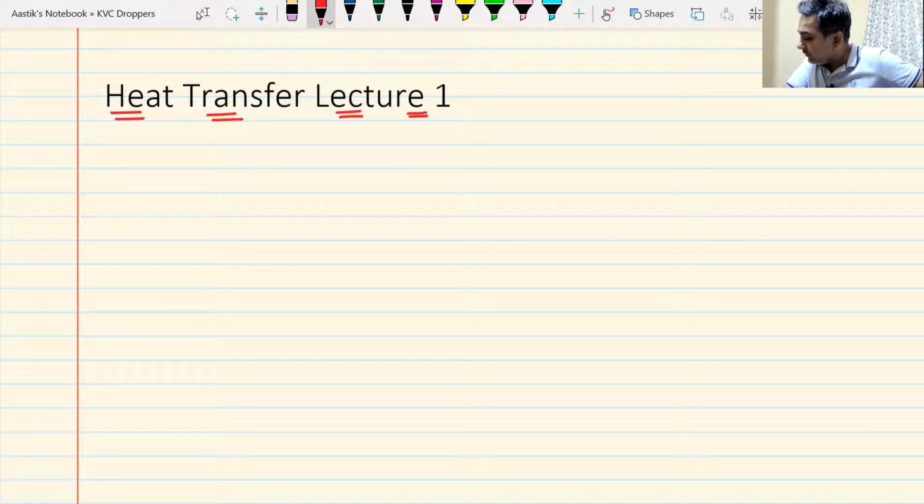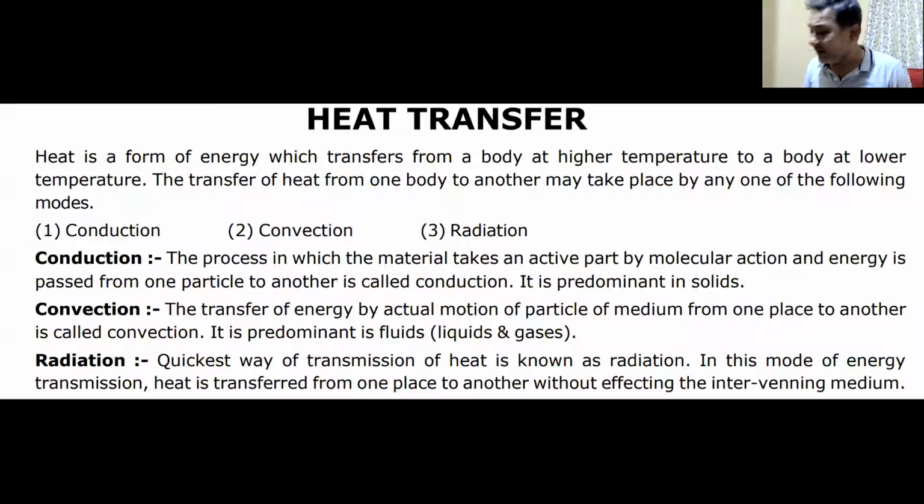The first and the foremost thing is, what do you mean by heat transfer? It is nothing but the transfer of heat from one point to the other point. Now, in how many different ways can this heat transfer take place? I hope that you know the basic things about heat transfer. I'll just go through it. Whenever we talk about the word heat, we've already discussed on the first day that heat is a form of energy which transfers from a body at a higher temperature to a body at lower temperature.